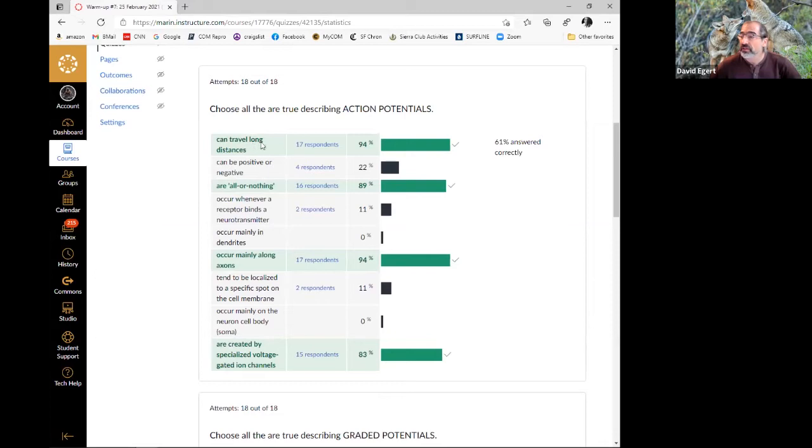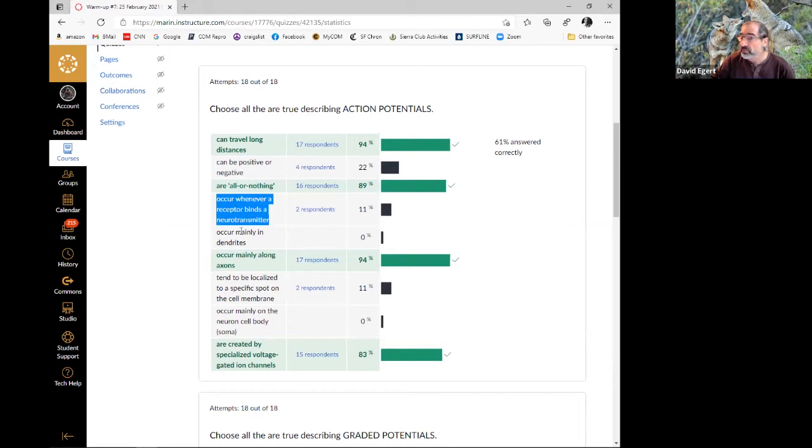Can travel long distances. Remember, these are the ones that can go like a meter, going from like your spinal cord all the way to the tip of your toe. Positive or negative? That is not true. We talked about an action potential being kind of like that wave. It's an all or none kind of thing. There's no such thing as a positive action potential or a negative action potential. It's either going or it's not, kind of like a fuse is either lit or it's not.